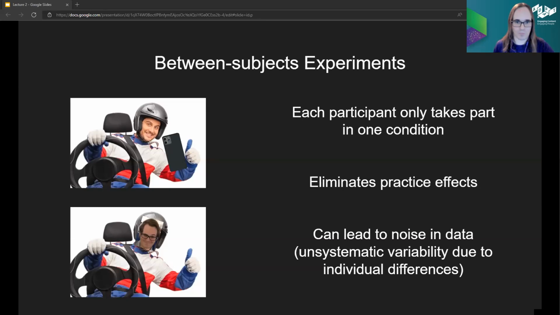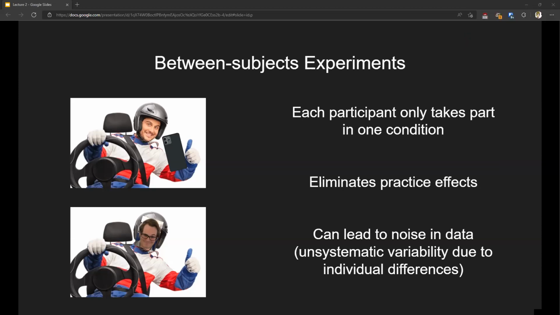Or we can make every single participant experience both conditions, that everyone who comes to the lab will experience the entire experiment in the texting condition, and they'll experience the entire condition in the no texting condition. If we choose that first option, we have different participants in each condition. So I've visualized this by having our race car driver with a phone again.